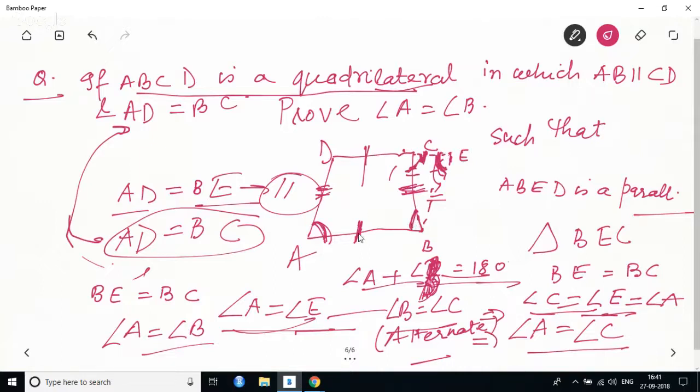Now these two are parallel lines, AB and DC. So a transversal is cutting two parallel lines. So angle B and angle C on the other side would be equal. So it means that angle A would be equal to angle B. So that's how you have to solve these kinds of questions.